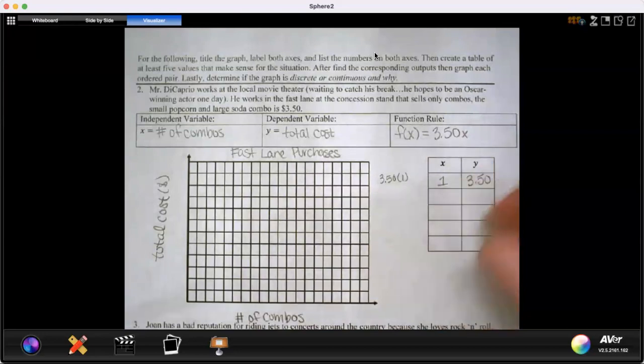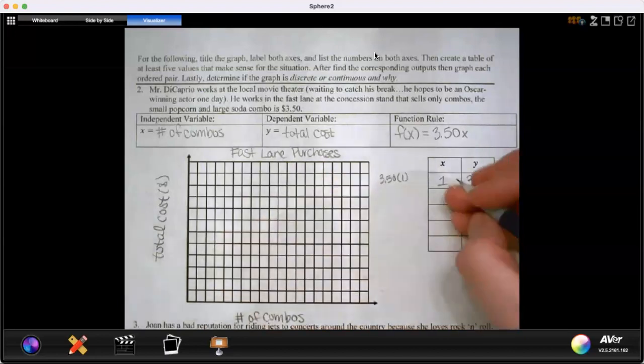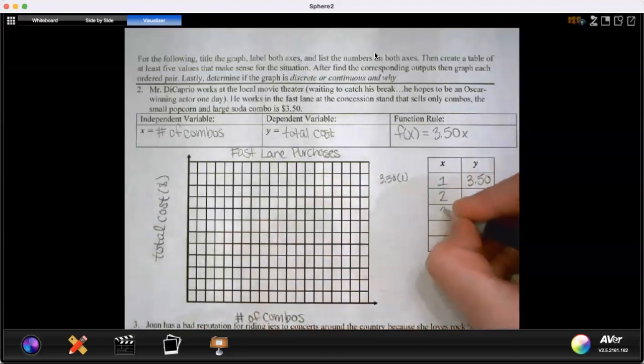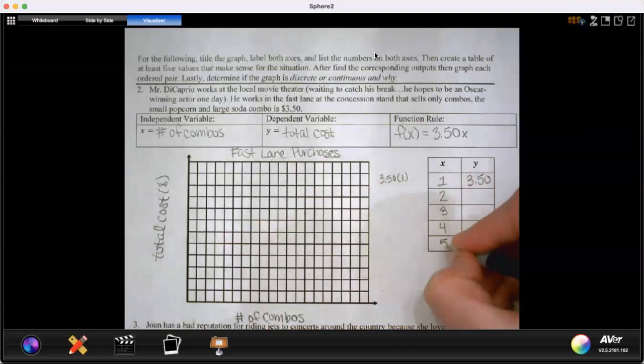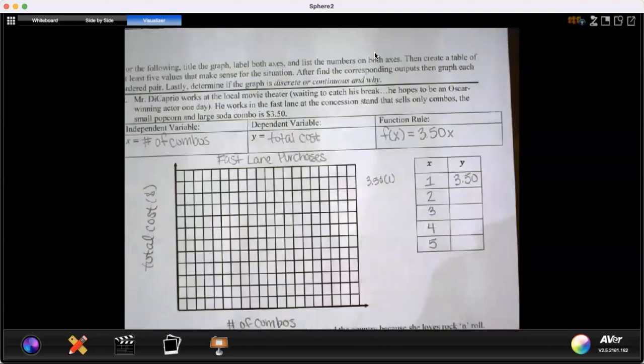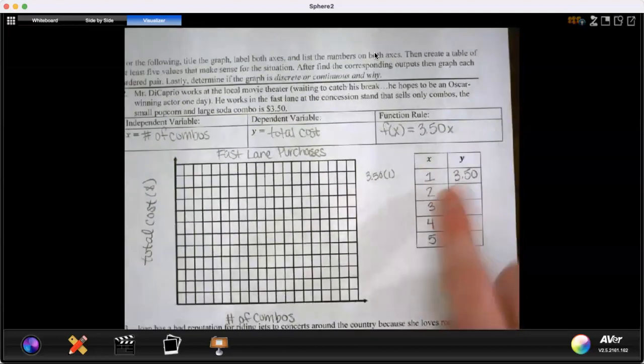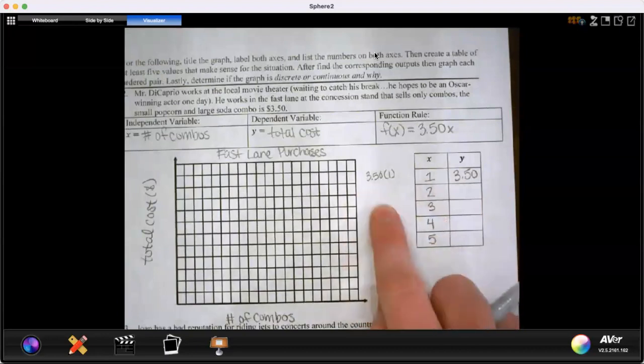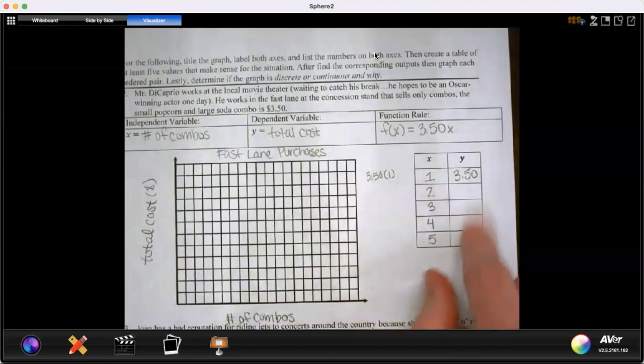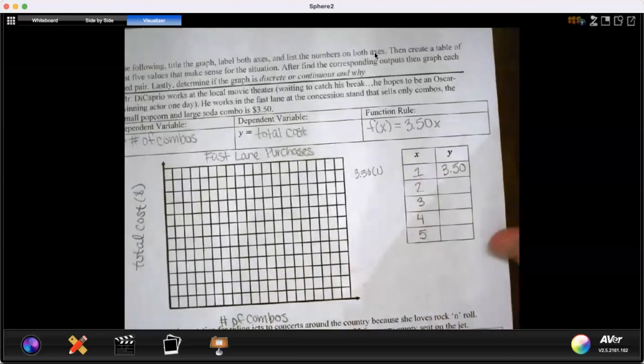Now, you can pick whatever numbers you want here, but keep in mind, obviously, the bigger they get, the harder it is to graph. So you could simply say, let's figure out what happens when I buy 2, 3, 4, 5 of these combos. Take a second and fill out what would happen if I buy 2, 3, 4, 5 combos, share your work, and figure out what our outputs would be given these inputs.